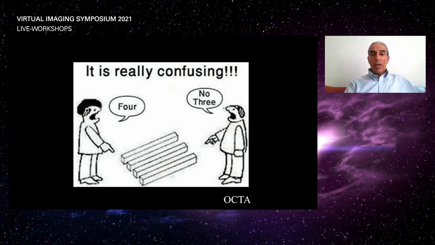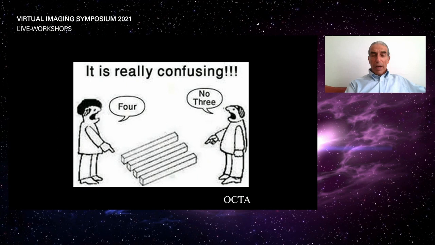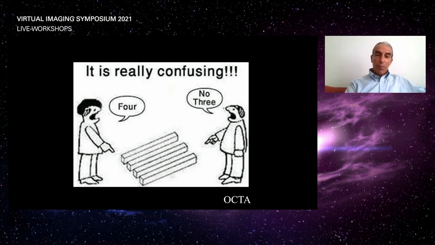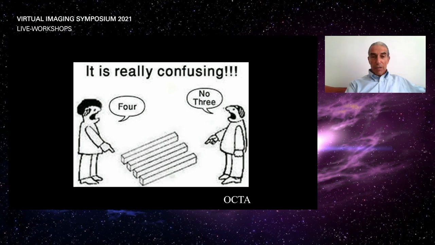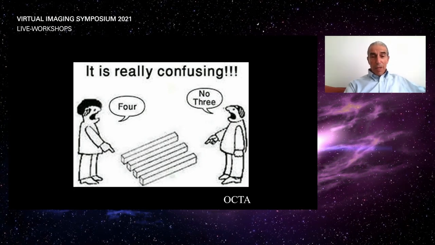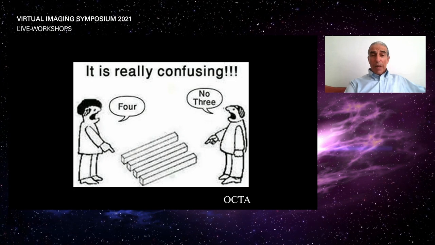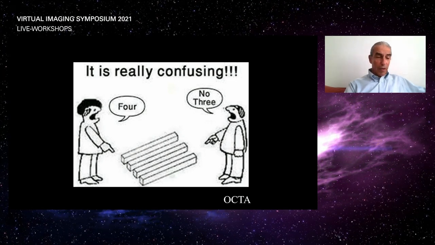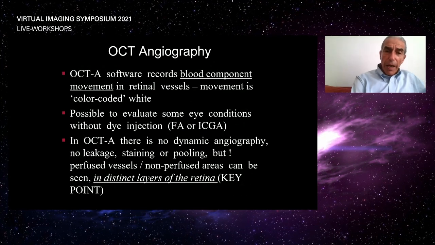To me, OCT angiography's most striking contribution is the ability to differentiate between circulation present in different layers. And this cartoon explains it, I think, pretty well. Two people can look at the same OCT angiograph and get different results altogether. So what are we looking at?